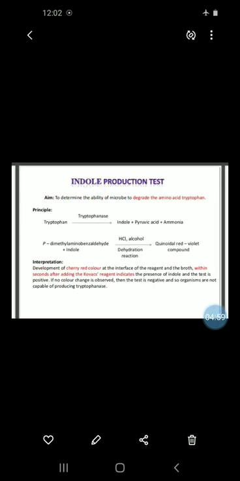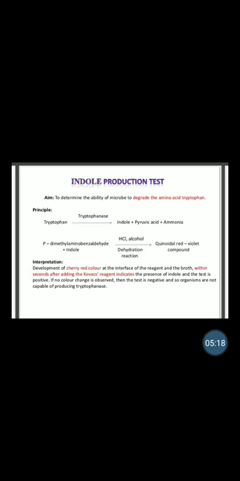Then we will see the first, that is the indole production test. In that first indole test, what is the aim of this test? To determine the ability of microbes to degrade the amino acid tryptophan.